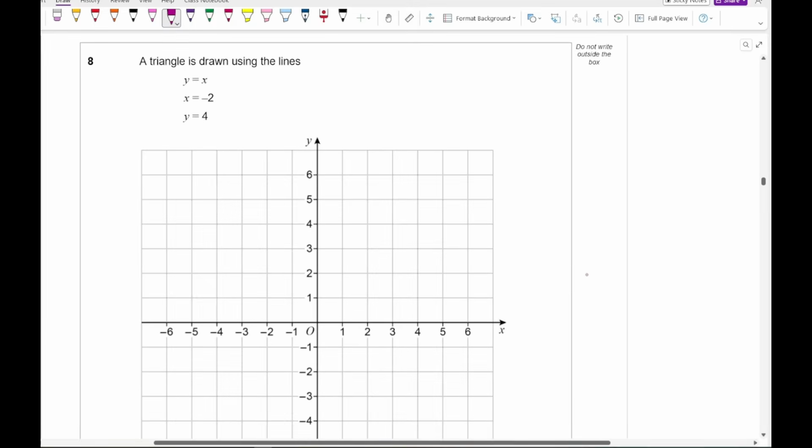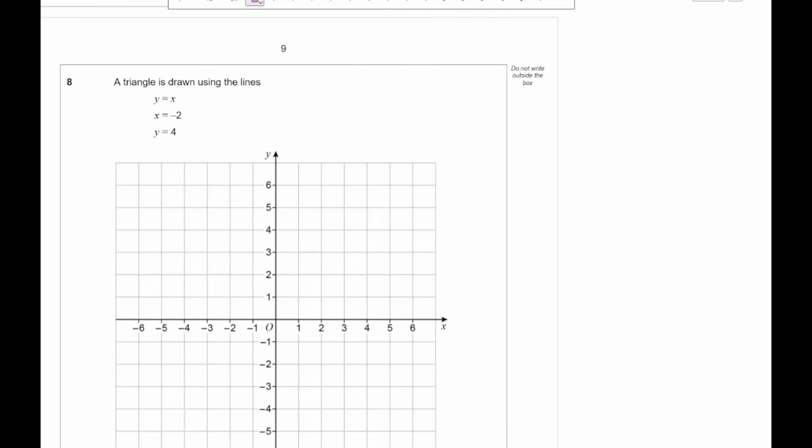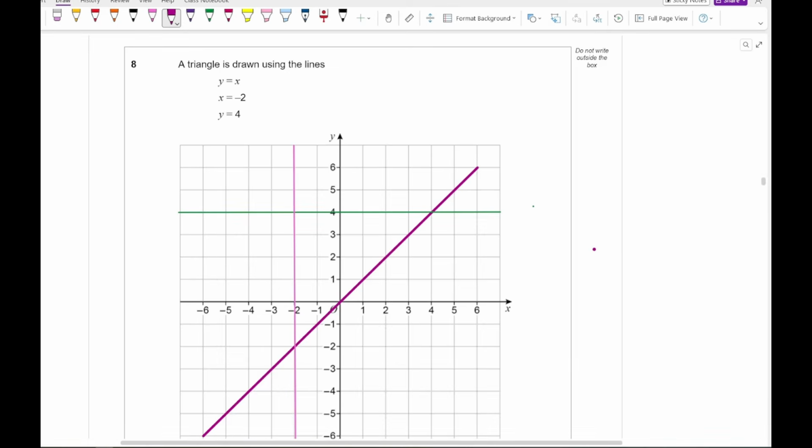Moving on to question 8, it says a triangle is drawn using the lines y equals x, x equals -2 and y equals 4. In drawing those lines, we get this one here, which is going to be x equals -2, this line here is going to be y equals x, and the green line is y equals 4, and the triangle in question is this triangle here.